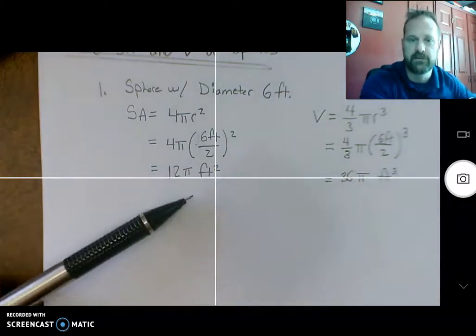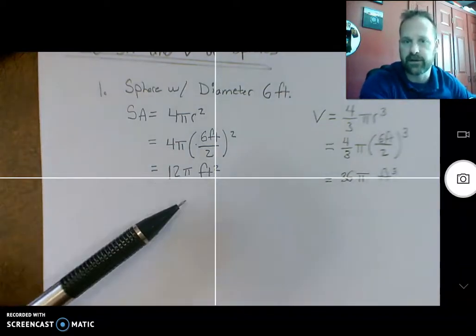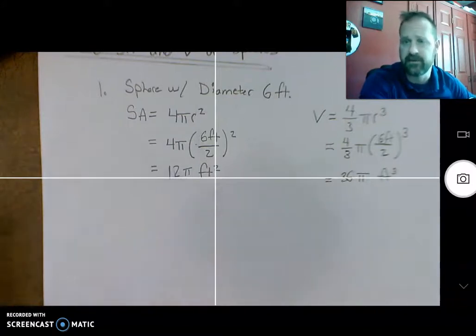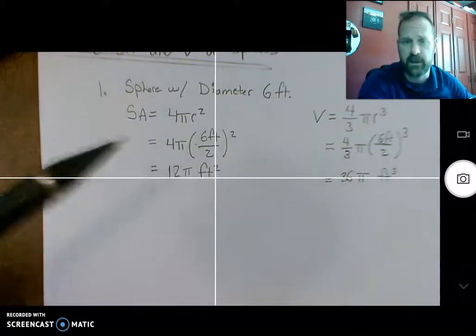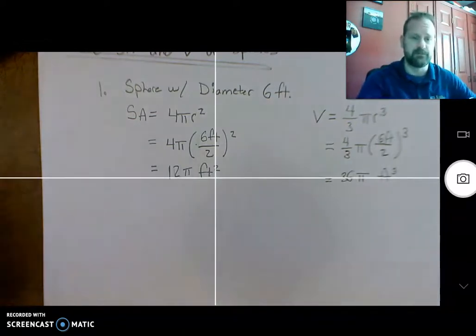So feet cubed for volume and feet squared for surface area. Now again, if it said round to the nearest tenth or something, then you'd multiply by pi. But if it says keep in terms of pi, leave it in terms of pi. Okay? Let's move on to the next one.